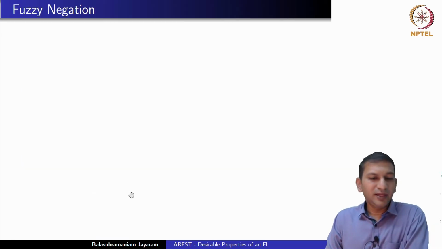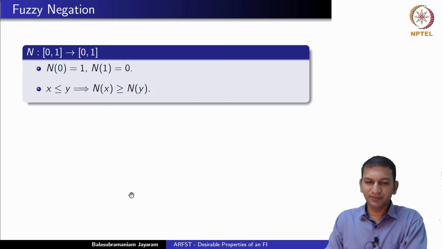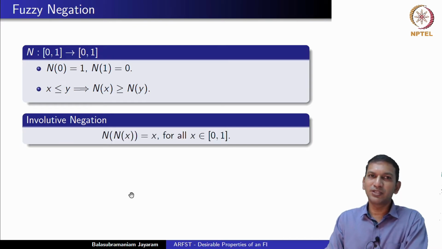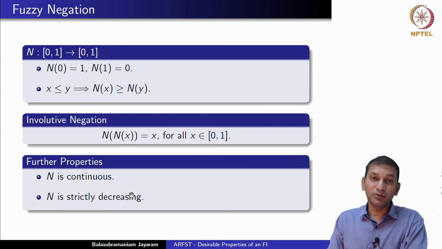Now, let us begin by recalling what a fuzzy negation is. We know it's a unary function from [0, 1] to [0, 1], such that N of 0 is 1 and N of 1 is 0, and it is a decreasing function. We could have different classes of fuzzy negations, the involutive ones, which we have also seen earlier, where N of N of x is x. It could be continuous, it could be strictly decreasing, it could be continuous but not strictly decreasing, it could be strictly decreasing but not continuous. We have seen examples of all these kinds.